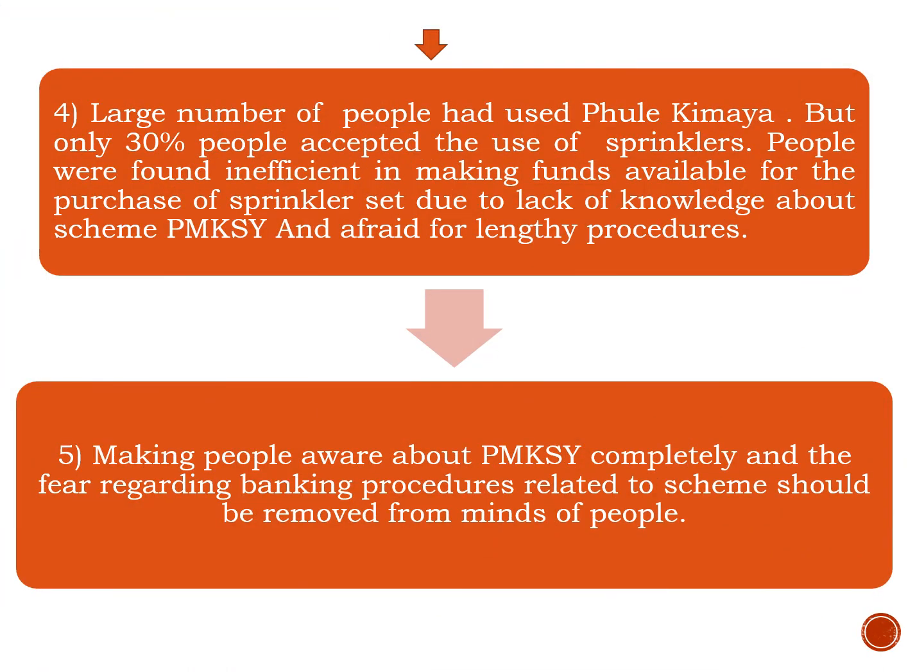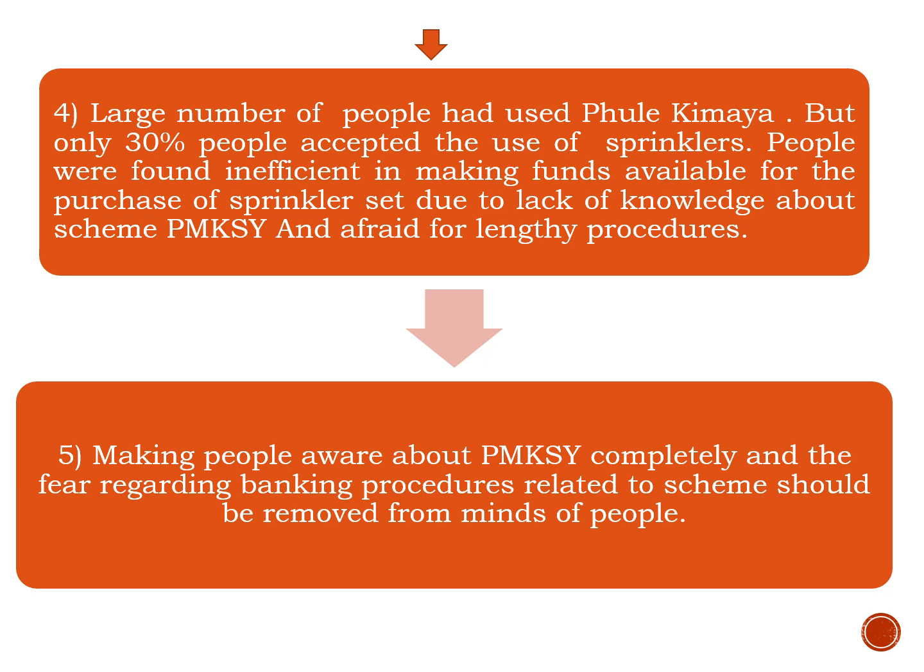Now, as per our assumed example, at the evaluation stage, it was found that a large number of people had adopted the Fulekimia variety of soybean, but only 30% of people accepted the use of sprinklers. So why was there this much gap in the adoption of the sprinkler? The people were found unable to arrange funds for the purchase of a sprinkler set due to the lack of knowledge about the scheme Pradhan Mantri Kisan Sinchan Yojana, and a few people were also afraid of the lengthy procedures of the banks.